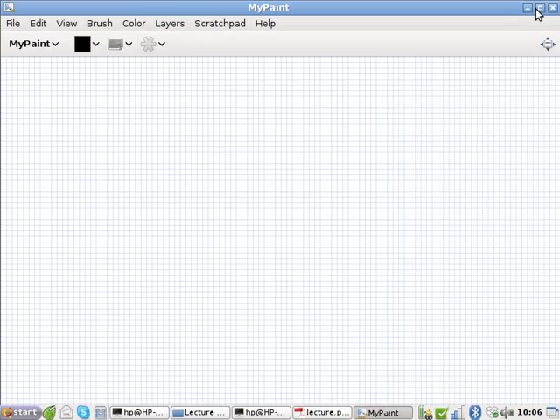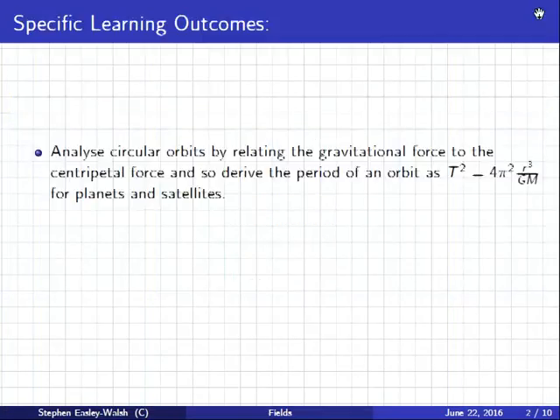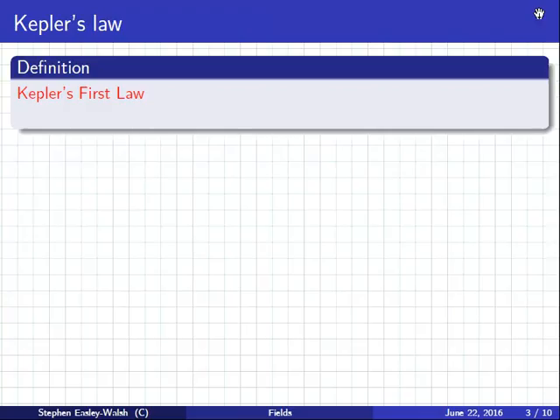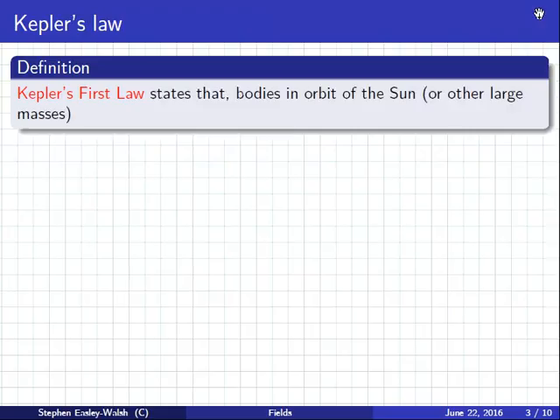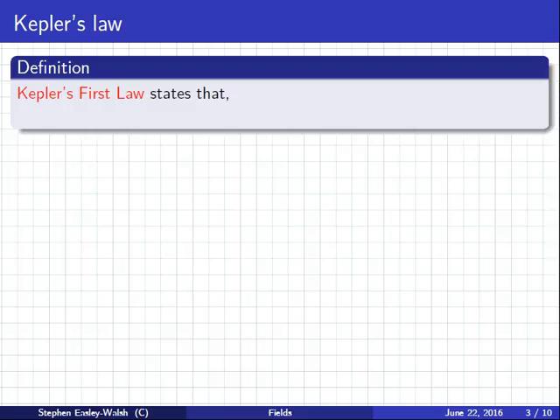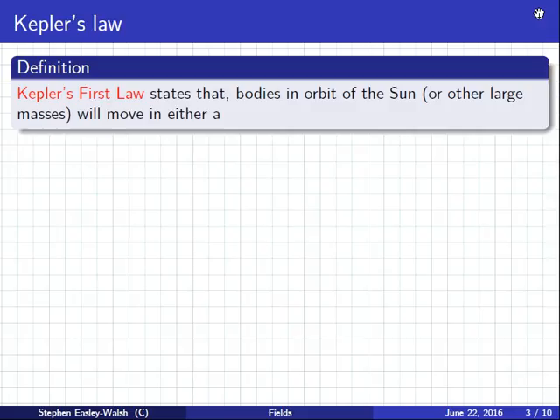Okay. So, Kepler has 3 laws, and we're going to look at those 3. First one, Kepler's first law for planetary motion. Kepler's first law states that bodies in orbit of the Sun, now of course for Kepler at the time there was only the Sun, but it's not just the Sun, it's anything like it. Bodies in orbit of the Sun or other large masses will move either in a circle or elliptical path.